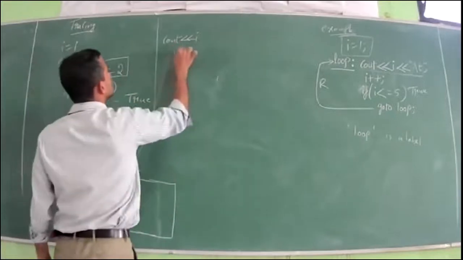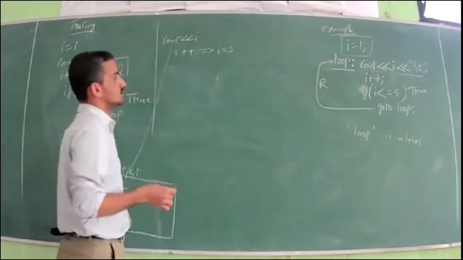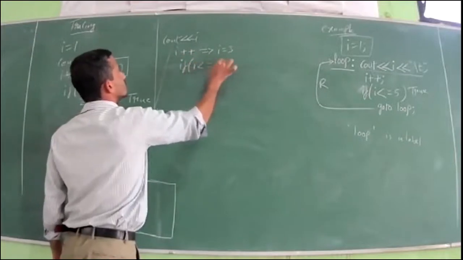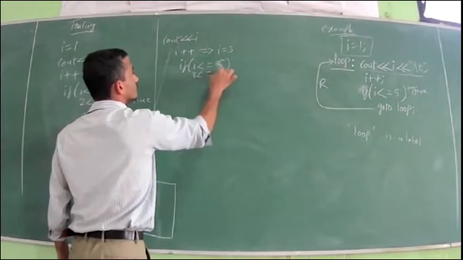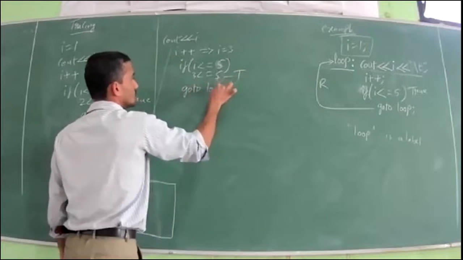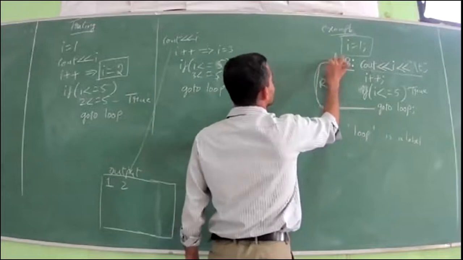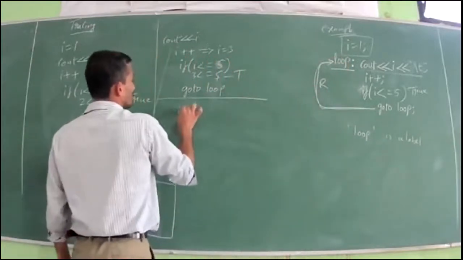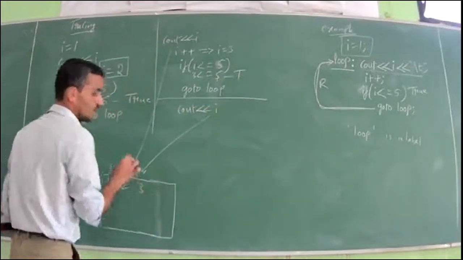Again i plus plus is there. The i value will be increased by 1, so i becomes 3. When i is 3, you check the condition: if i less than or equal to 5. So 3 is less than or equal to 5, so this condition is true, go to loop. Again program control is transferred back to the loop. Then once more cout i, so you print the i value, which is 3.